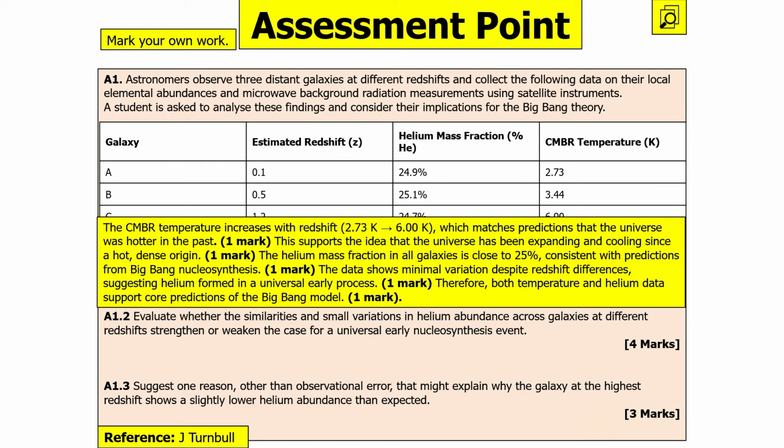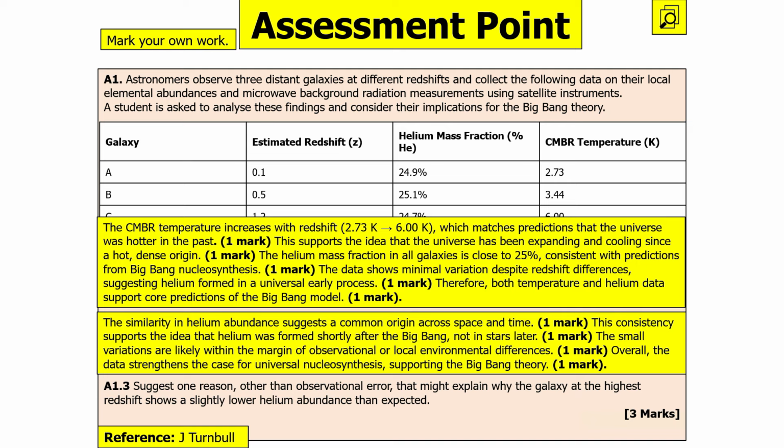The CMBR temperature increases with redshift, which matches predictions that the universe was hotter in the past. This supports the idea the universe has been expanding and cooling since a hot, dense origin. The helium mass fraction in all galaxies is close to 25%, consistent with predictions from the Big Bang nucleosynthesis. The data shows minimal variations despite redshift differences, supporting helium was formed right at the start of the universe. Therefore, both the temperature and helium data support the core predictions of the Big Bang model.